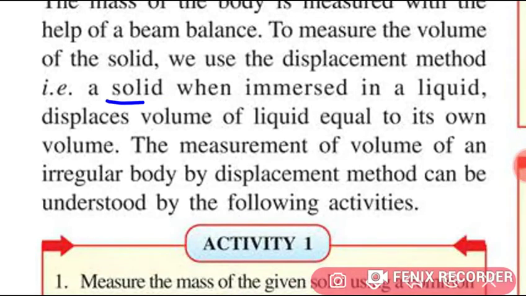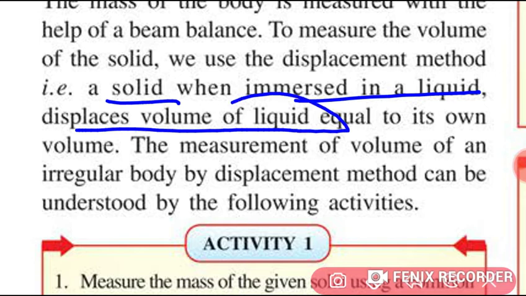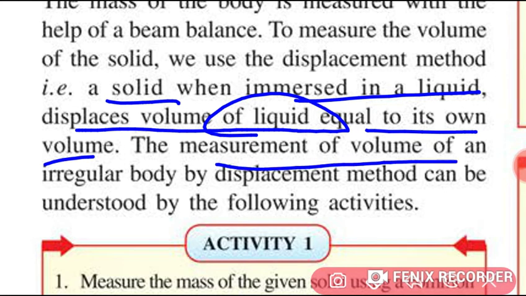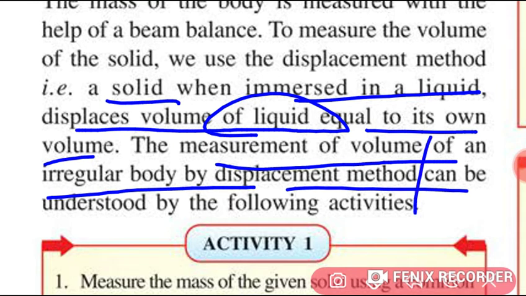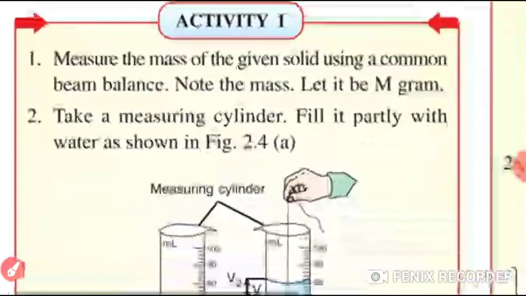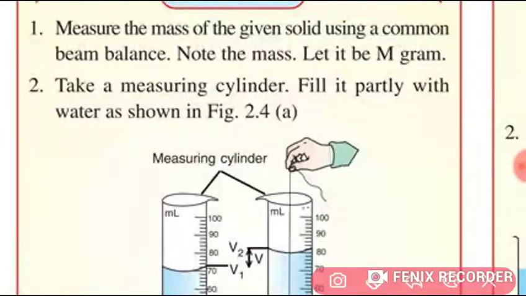What is that? A solid when immersed in a liquid displaces the volume of the liquid equal to its own volume. The measurement of the volume of an irregular body by the displacement method we can understand by the following activity. First of all, measure the mass of the given solid by beam balance. Okay, we can take the mass as m gram.